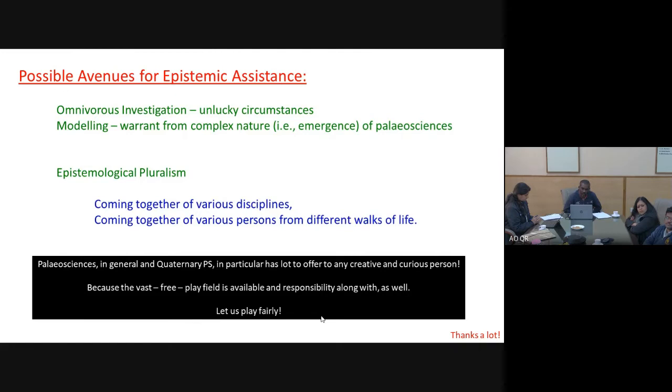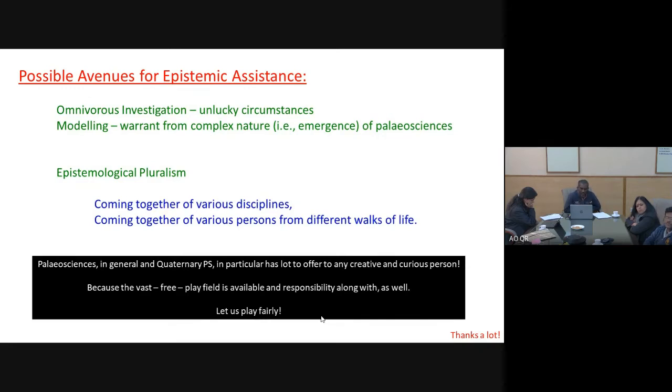Whatever is available to us in the field, we collect and study in detail, and then we can understand better. Then another one, epistemological pluralism. What is that? We can't do disciplinary science. Various disciplines have to come together to address a paleoscientific issue or problem. Not only that, but also various persons from different walks of life.